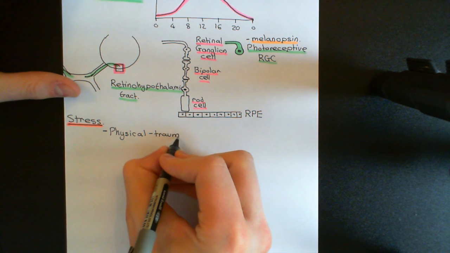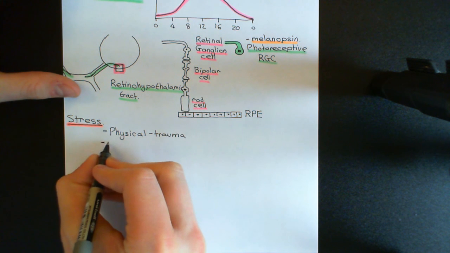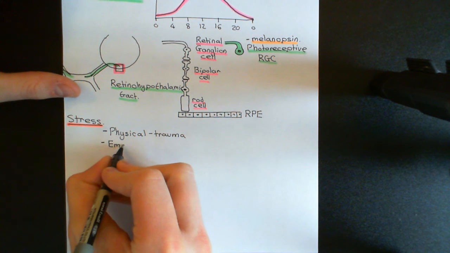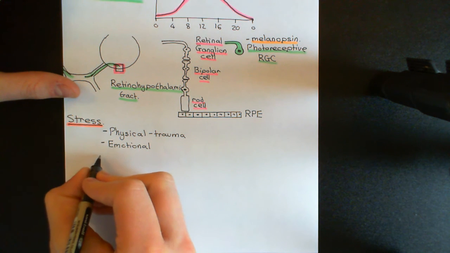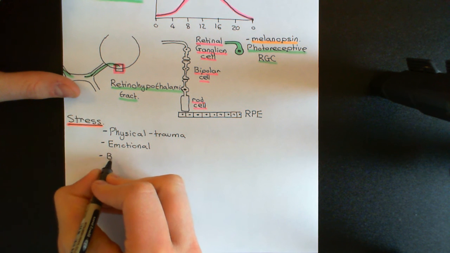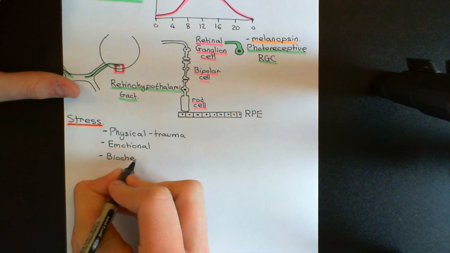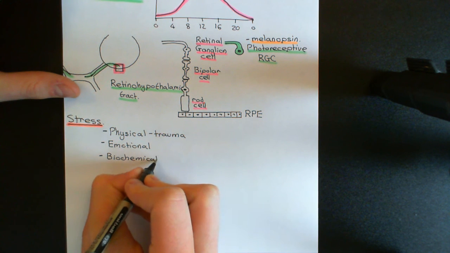So some sort of trauma will cause you physical stress. Emotional stress, of course, is a form of stress, so falling out with someone, for instance, will cause emotional stress. Biochemical stress. What is an example of a biochemical stress?